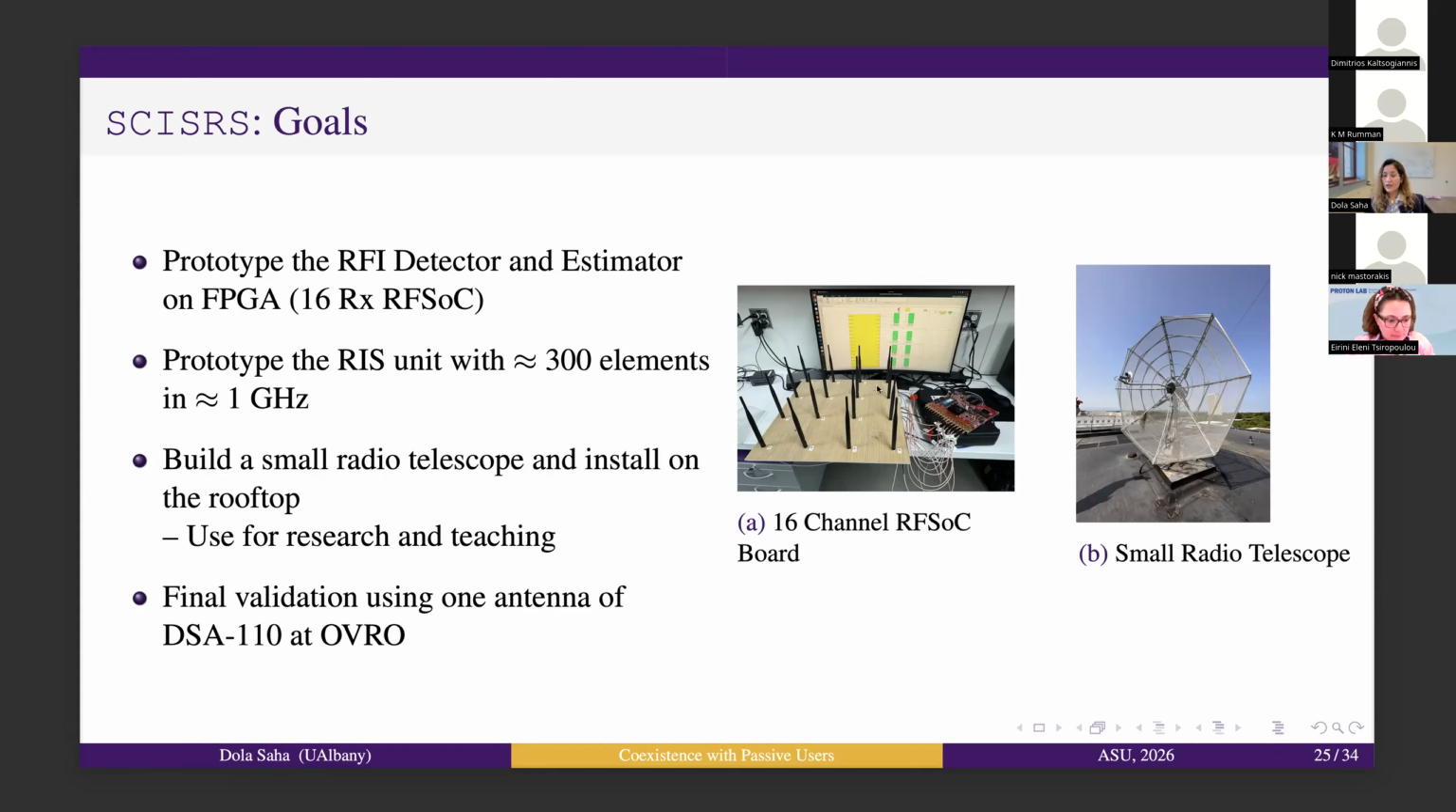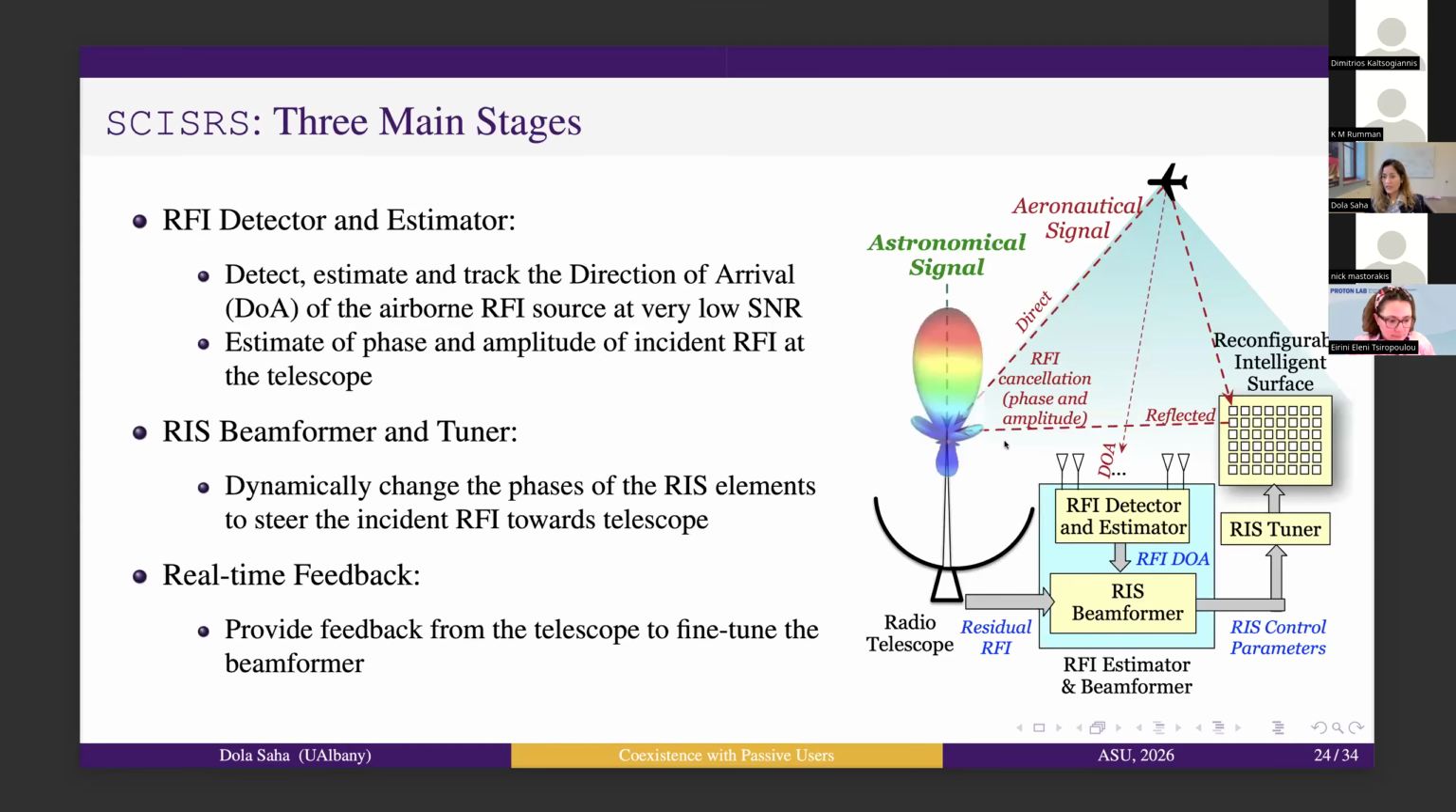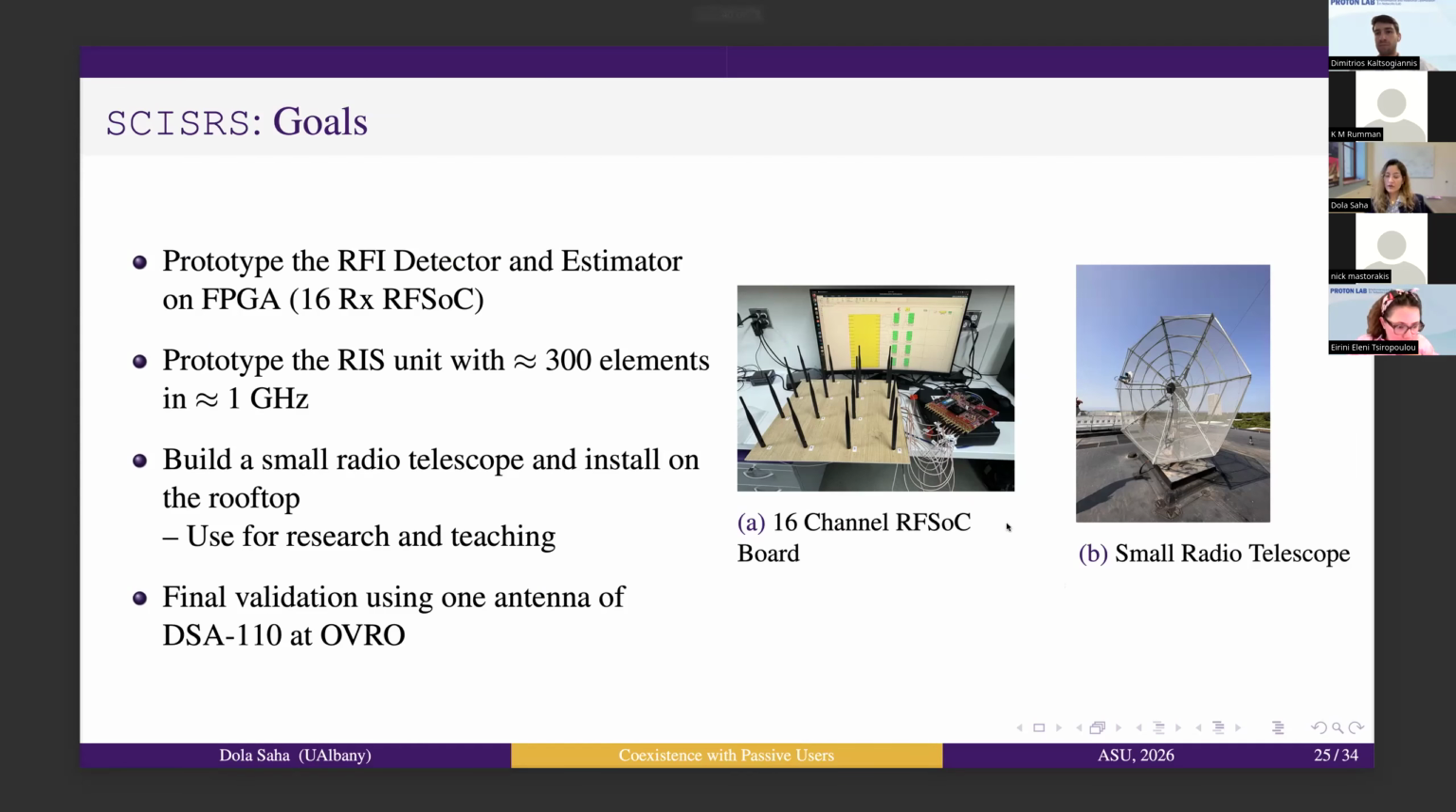So we are going to implement all of this using one dish, which is at UAlbany, and then we will finally go to OVRO for validation on a DSA-110 antenna.